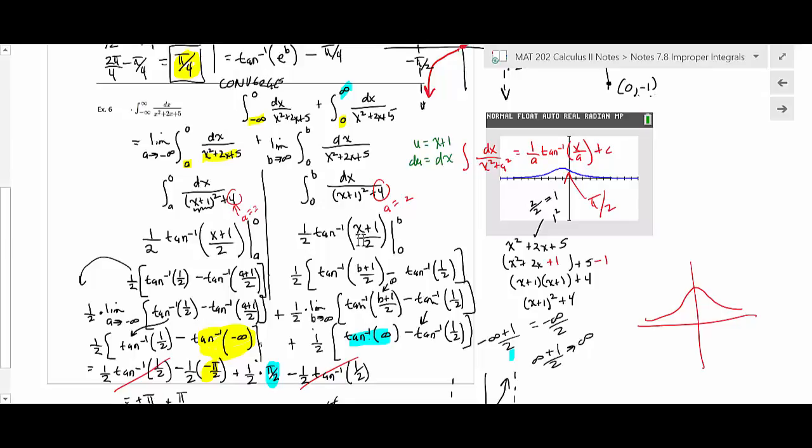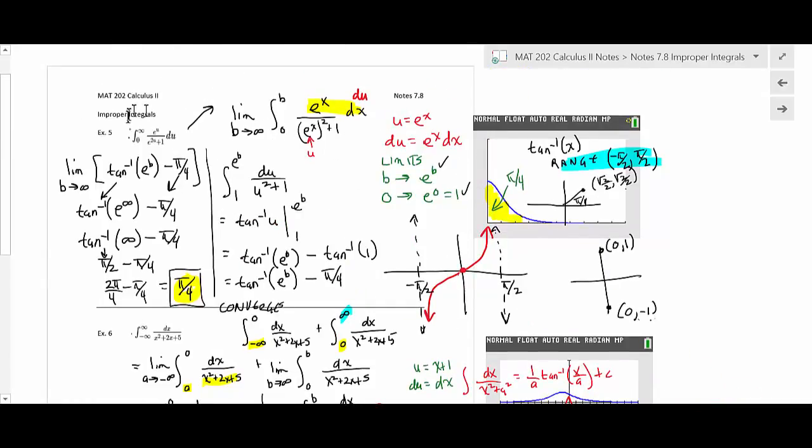Okay, and we've done that, if you've followed along on this previous example, we started from 0 to b, we ended up 1 to e to the b. So we changed the limits. So yes, you want to do that. Okay? All right, you good?